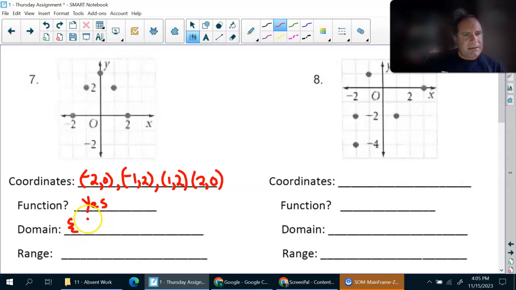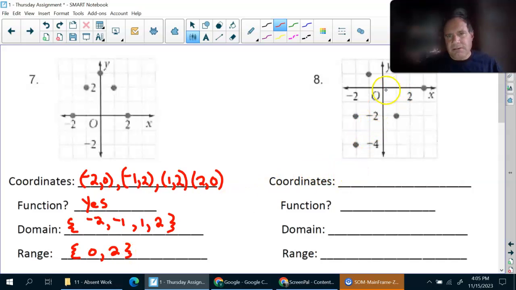The x's don't repeat. Every x has its own y. The domain is negative 2, negative 1, 1, and 2. Domain. Range, the list of all the y's: 0, only once, it occurs twice, and then 2. Just like that.